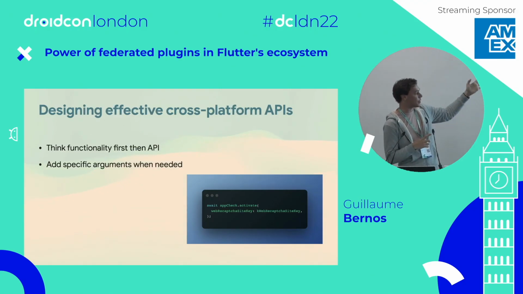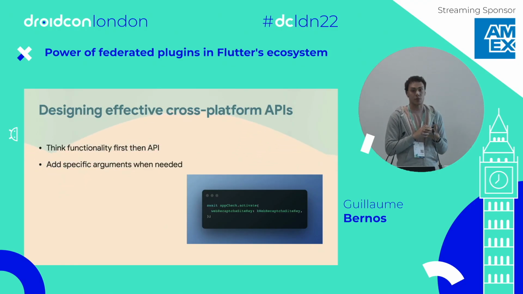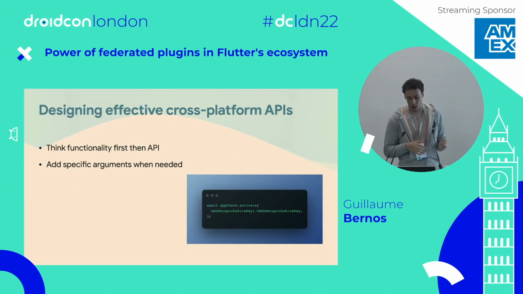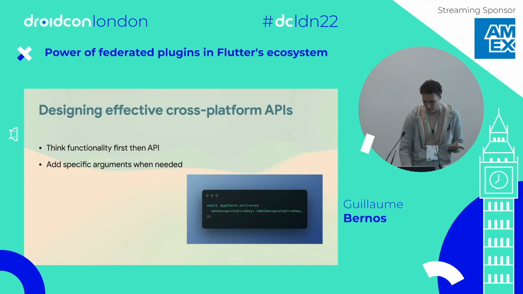Something that you can do, instead of adding arguments for everything, is add specific arguments that will be ignored on most platforms. So for Firebase App Check, we have a web reCAPTCHA site key that will be ignored on Android and iOS, but will only be used on web. So that could be a good thing, to only have the same API for everything, even though it's ignored on most platforms.